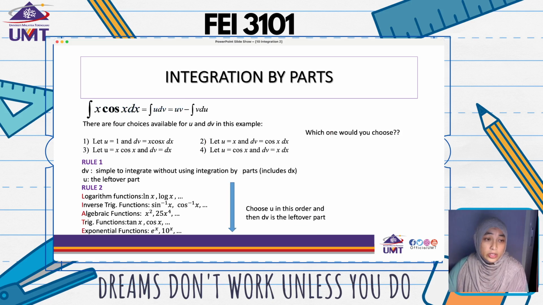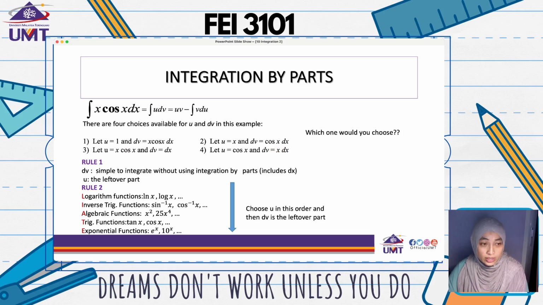How to find the integral of x cos x dx. Actually there are 4 choices available for u and dv in this example. The first one is let u equal 1 and dv equal x cos x dx. Second one, let u equal x and dv equal cos x dx. The third one, let u equal x cos x and dv equal dx. And the fourth one, let u equal cos x and dv equal x dx. So which one would you choose?